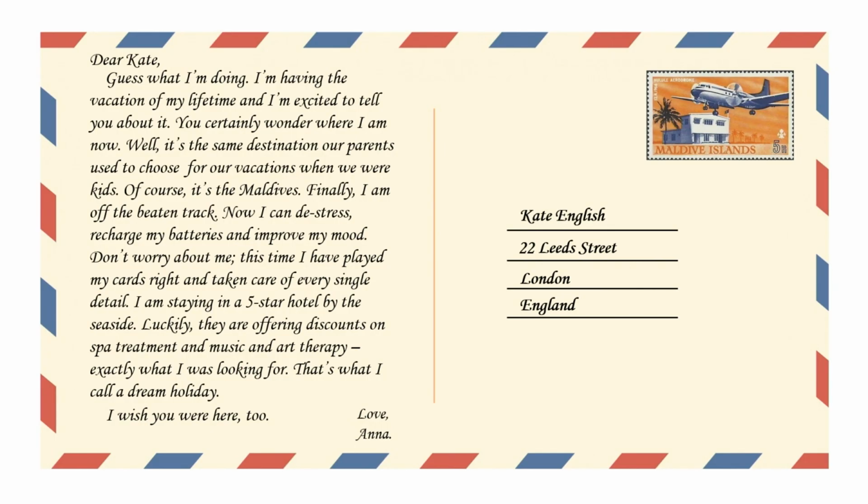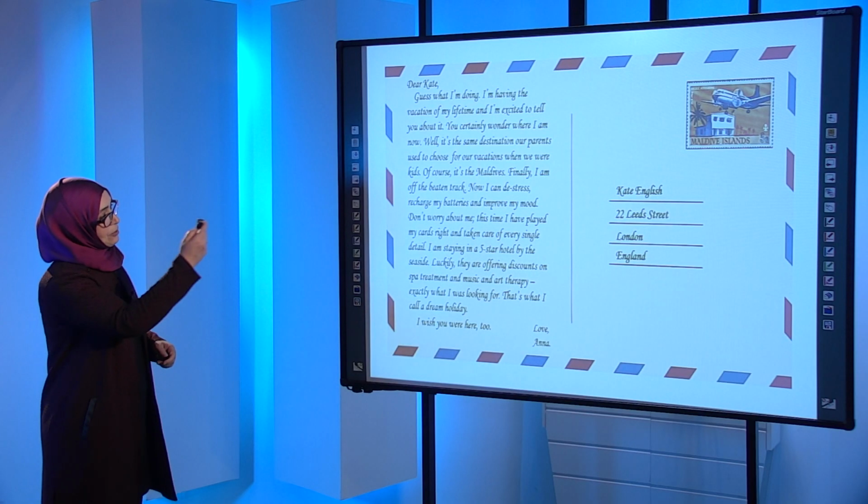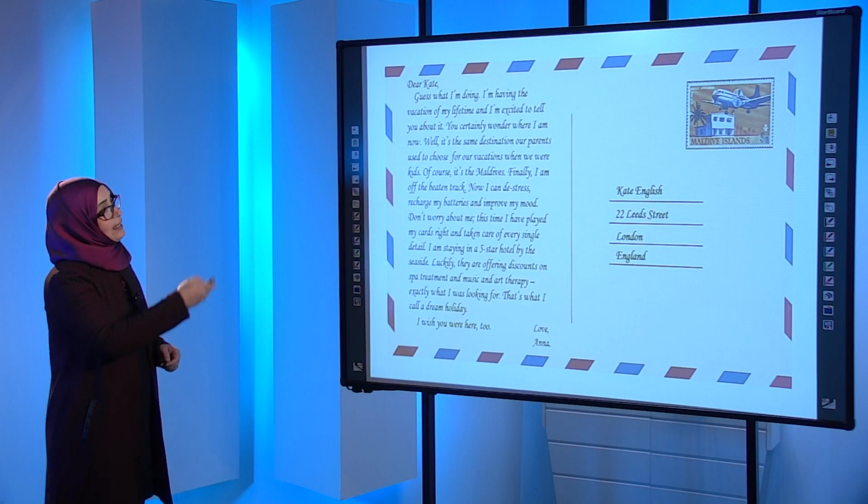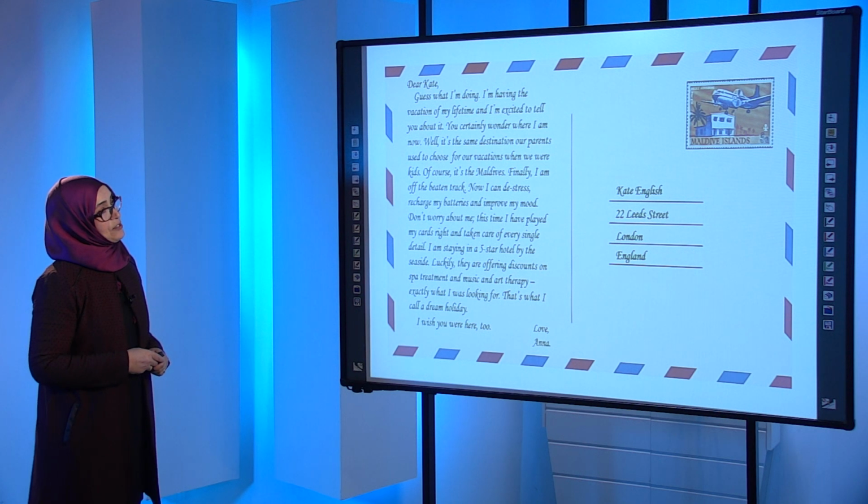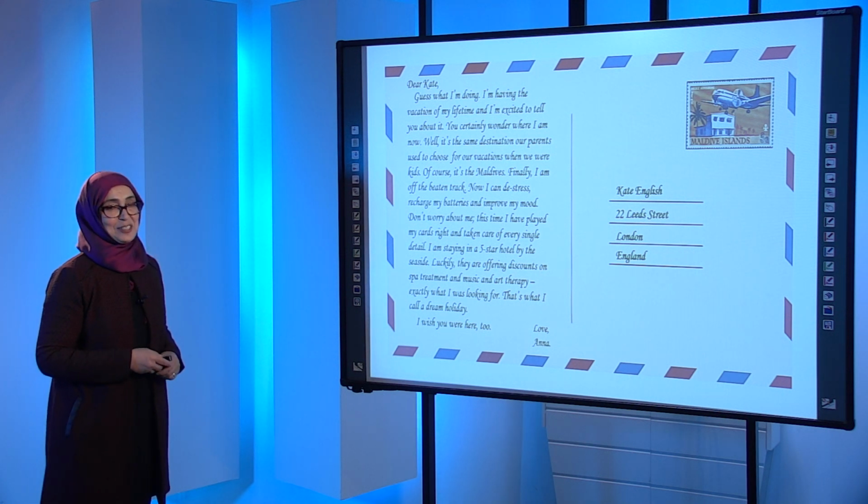Don't worry about me. This time, I have played my cards right and taken care of every single detail. I'm staying in a 5-star hotel by the seaside. Luckily, they are offering discounts on spa treatment and music and art therapy. Exactly what I was looking for. That's what I call a dream holiday. I wish you were here too. Love, Anna. Here on the right side, she's written her name, Kate English, the address, and then in the corner there is a stamp from the Maldives Islands.